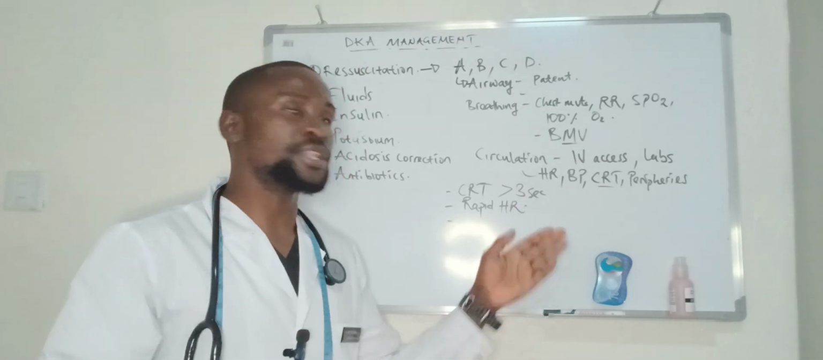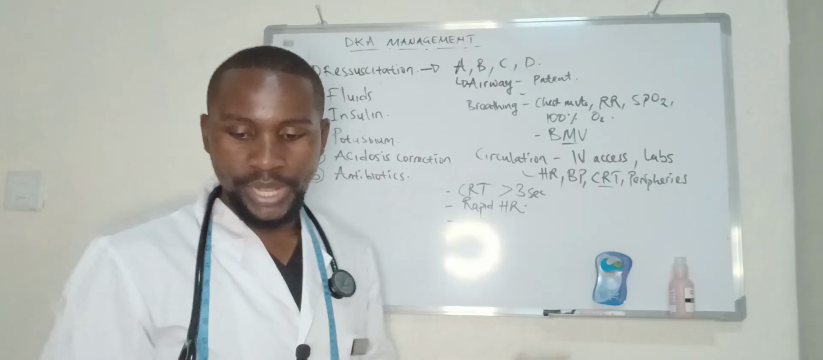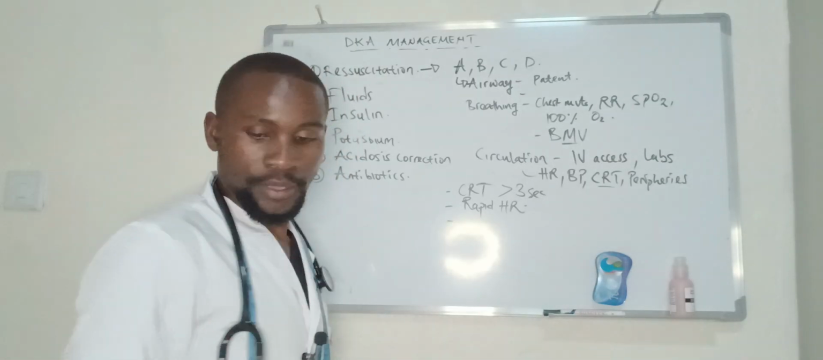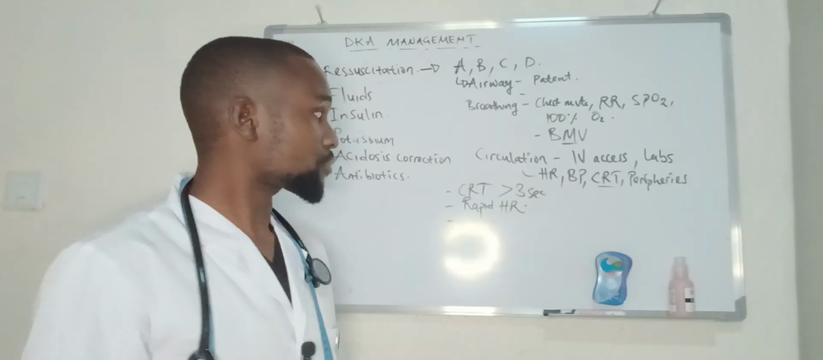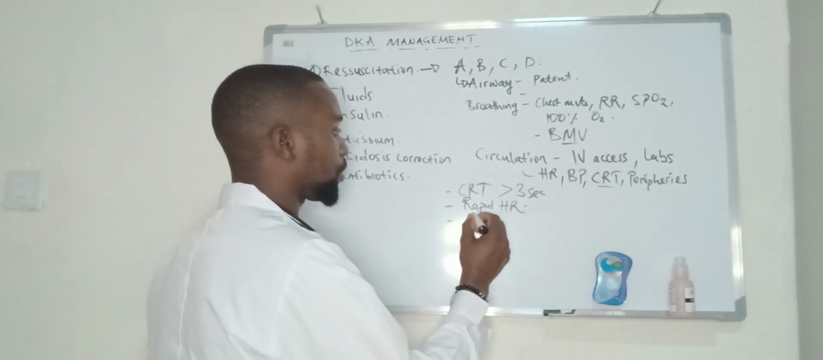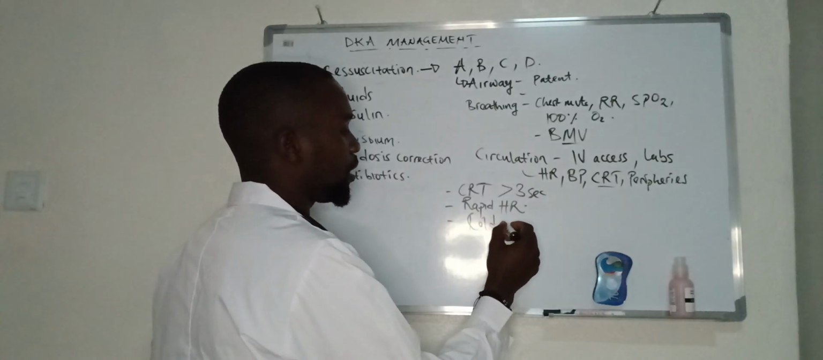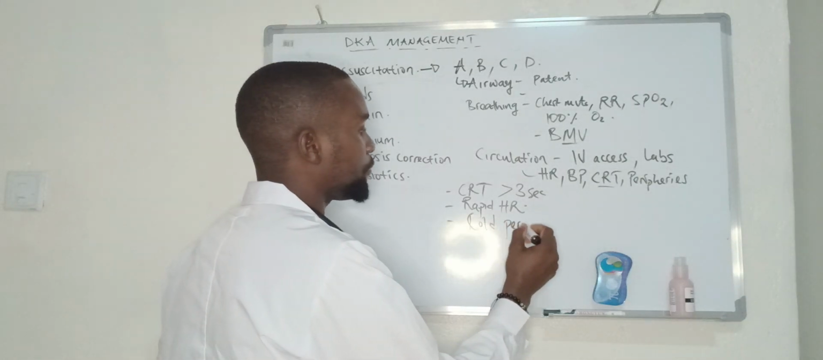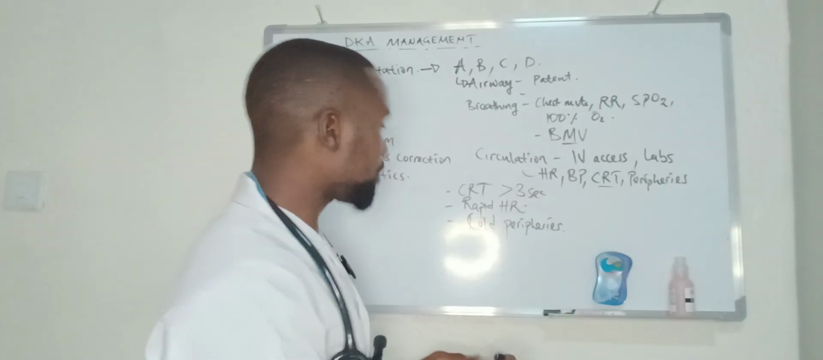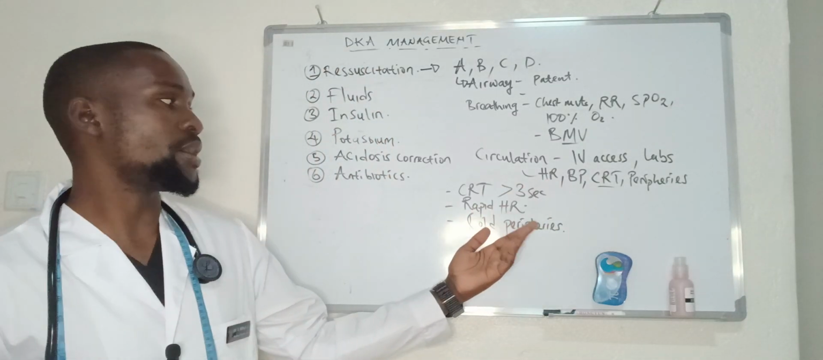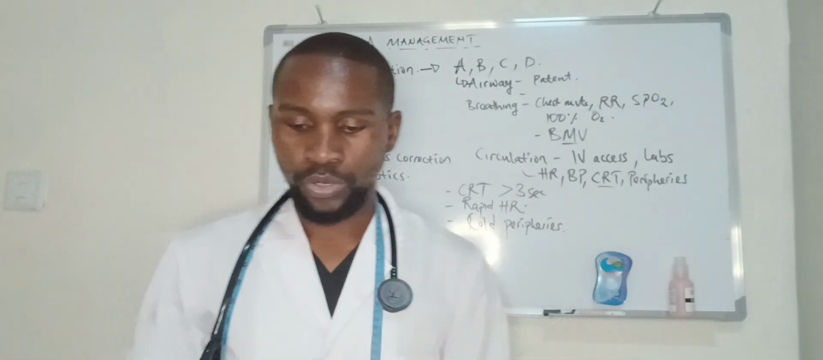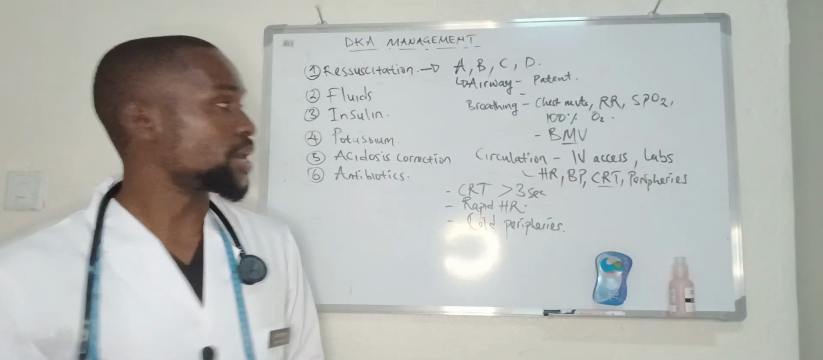Capillary refill time greater than 3 seconds. You may have a rapid heart rate. The other thing that you can look at, apart from that, is that the peripheries may be cold. You may have cold and clammy peripheries. So once you find this capillary refill time delayed, rapid pulse, cold and clammy peripheries, this may show you that this patient is in shock. So if the patient is in shock, what are you going to do?